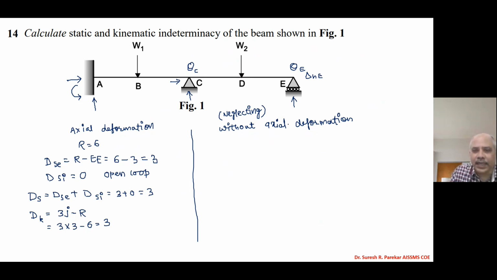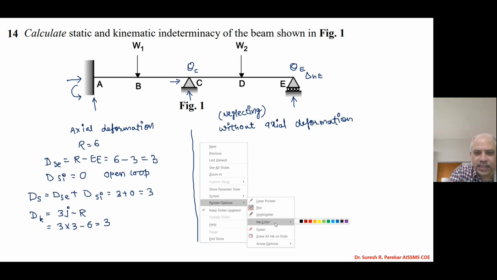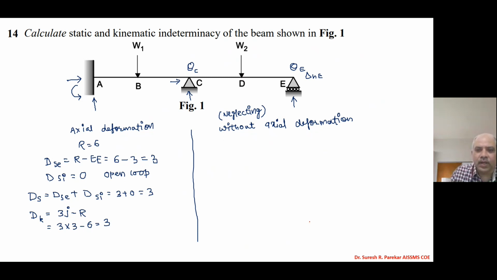Now we will go neglecting axial deformation. So what we will get now in this case? I will change the color in this case. So we have now 2 reactions only. Now we have one reaction that is vertical. Now red you have to consider. And then we have moment 2. Then we have here 1, that is 3. And then here we have 1, 4. So we have R equal to 4.